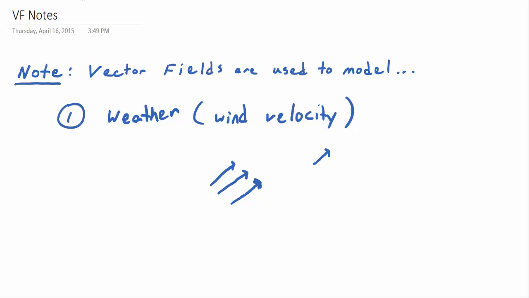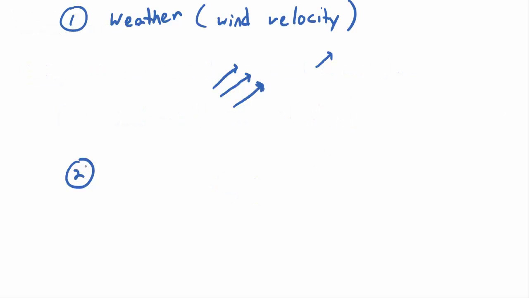Okay, what else? What else could vectors represent? Vector fields, rather. How about a gravitational field? Any other fields you deal with in physics? Magnetic field.